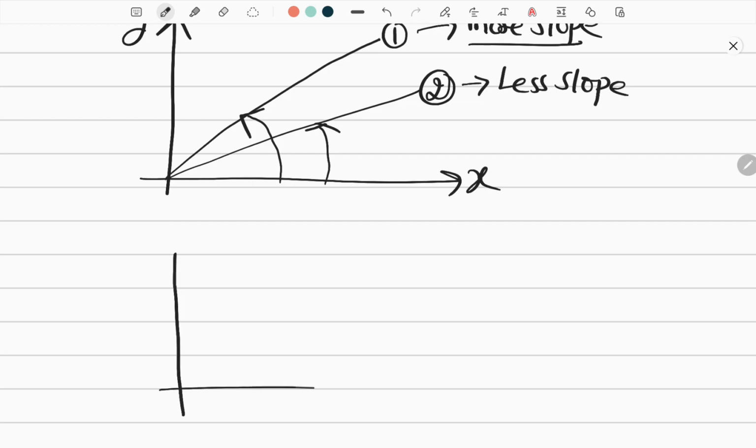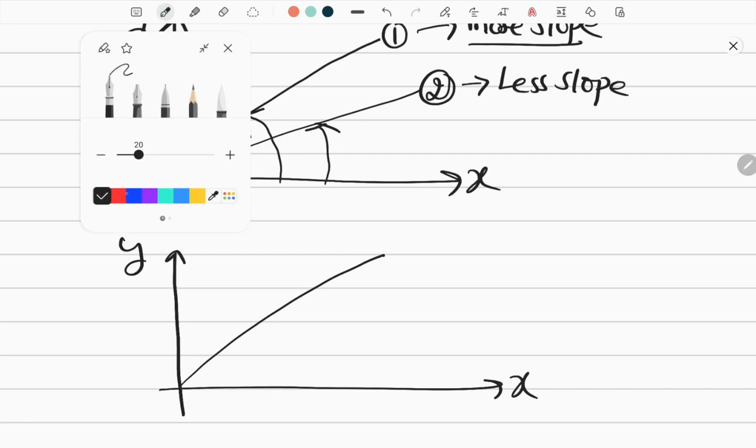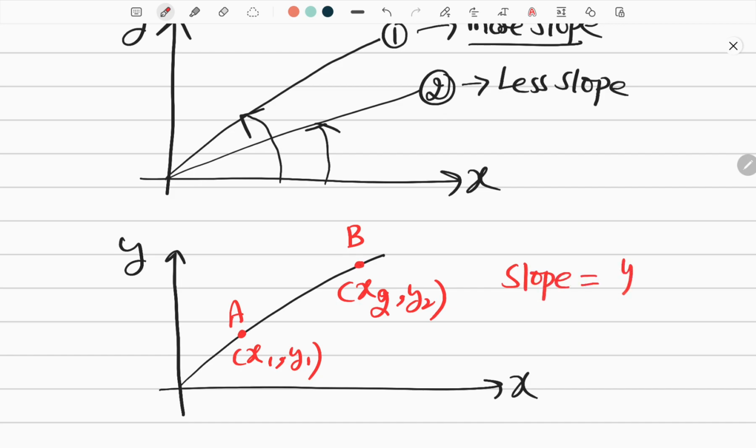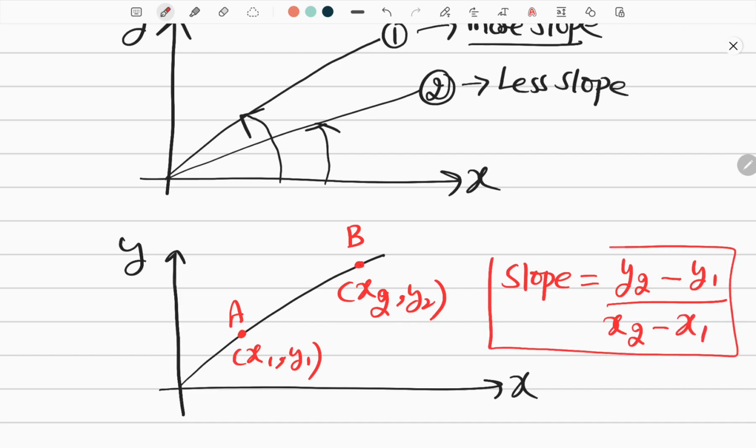Now how to do that mathematically? So this is x and this is y. Any graph is like this. If I want to find out the slope, then choose any 2 points. Let me choose one point here and call it a, and the coordinates of point a are x1 comma y1. Then let me choose one more point b, and the coordinates of this point are x2 comma y2. If I want to find out the slope, it is going to be quite simple: the y coordinate which is above, that is y2, minus the y coordinate below, that is y1, divided by the x coordinate above minus the x coordinate below. So this is what will give us the slope.